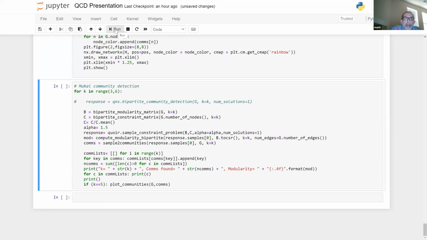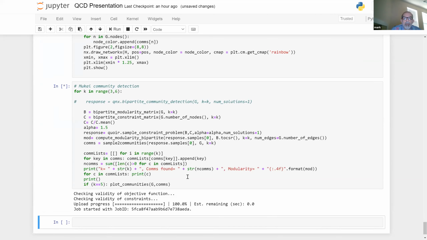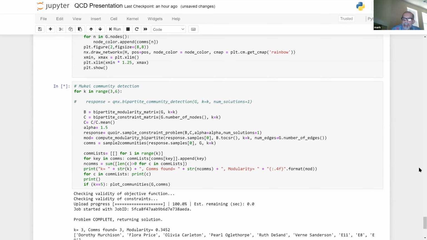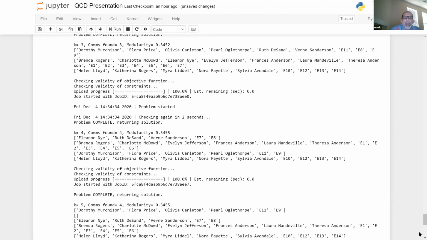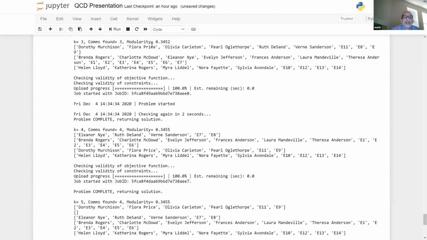Oops, this one. And again, I'm doing this in real time, calling our solver. And you can see for 3 communities, it found a modularity of 0.345. For 4 communities, it found 0.3455. So there's a very small difference between 3 communities and 4, but 4 is the optimal. If I ask it for 5, again, it only finds the same 4.